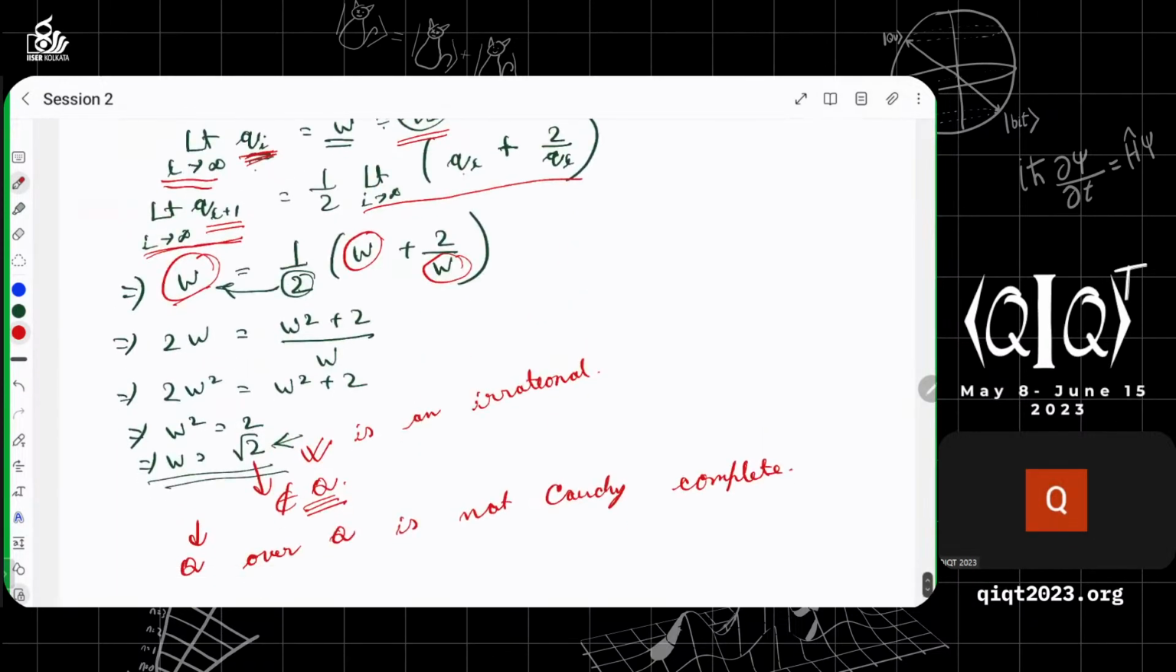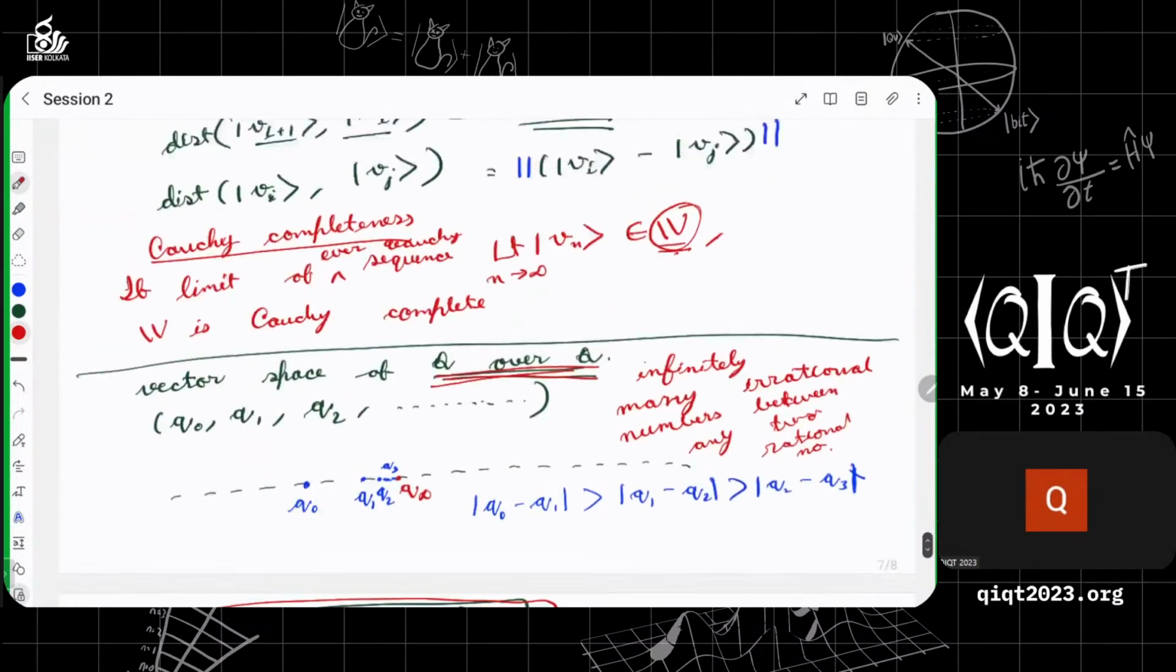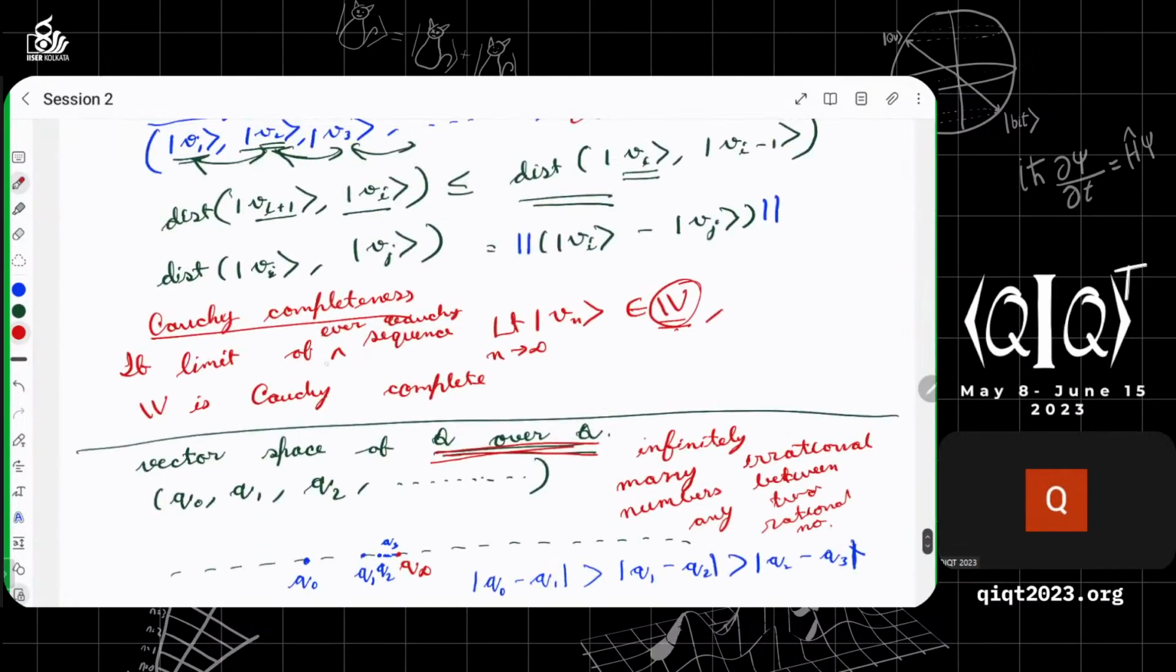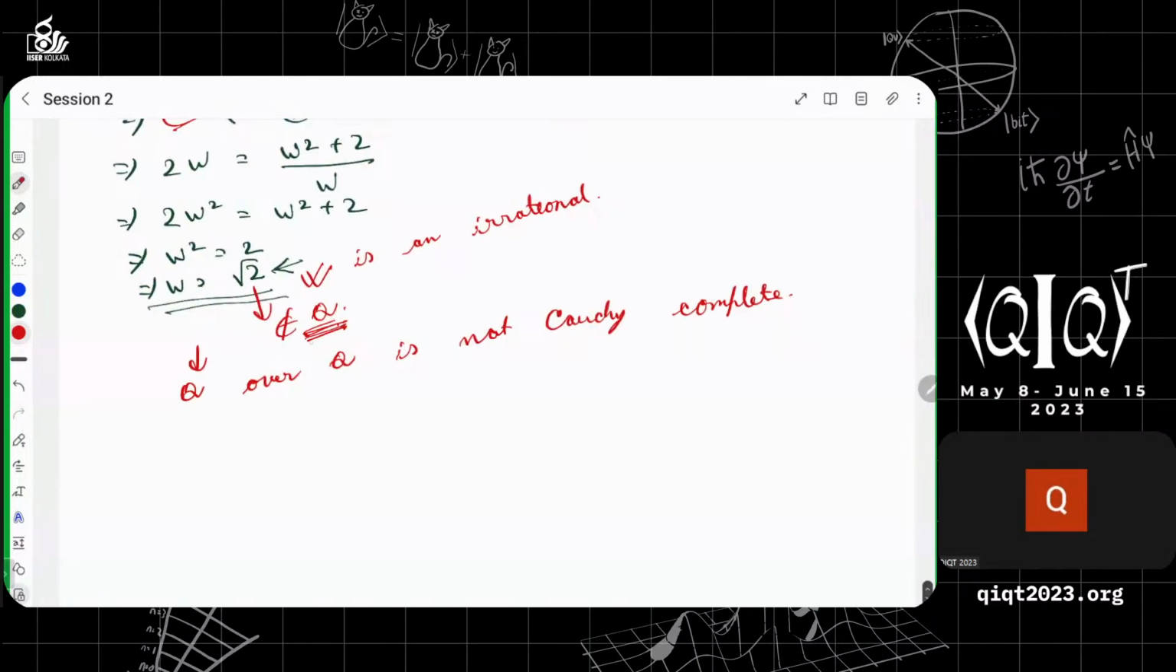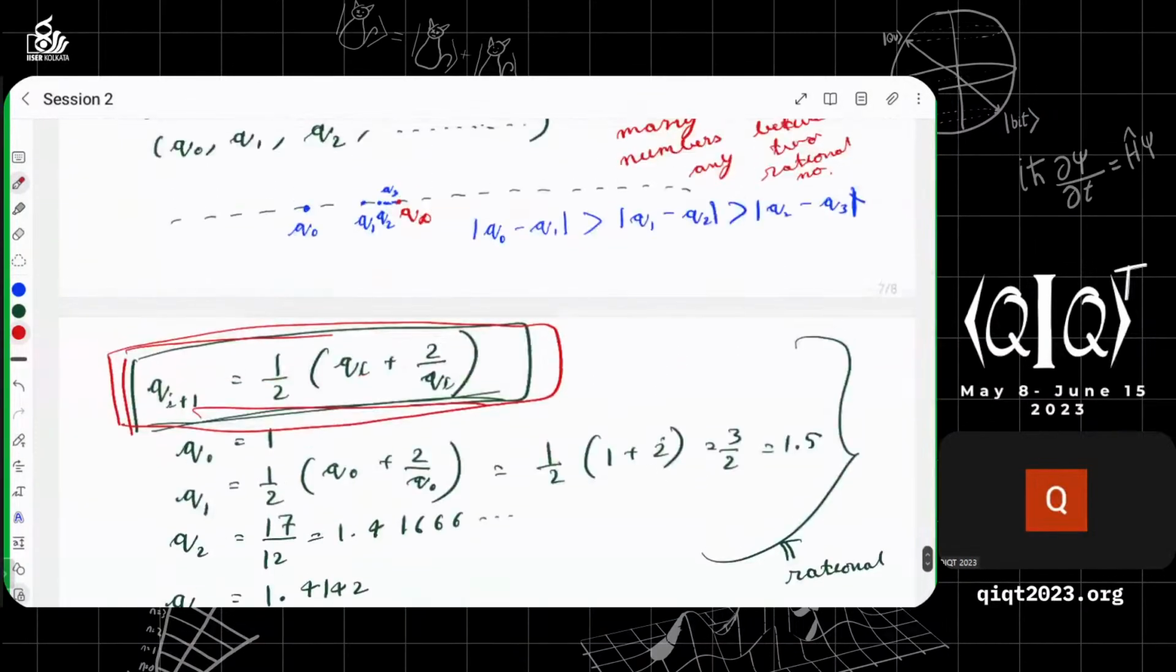So remember what was the definition of Cauchy completeness? That the limit of every Cauchy sequence should lie in the same vector space. But here, the limit of at least one Cauchy sequence is not lying in the same vector space. So now this was all mathematical. Now, how do we understand this physically?